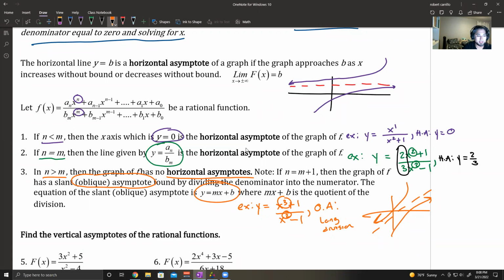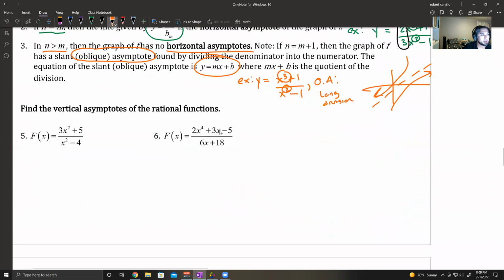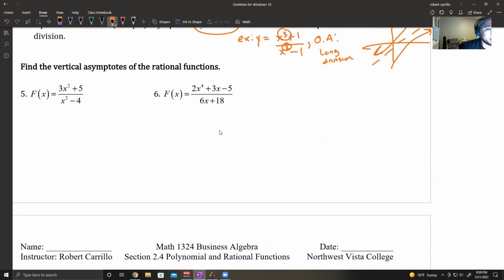Okay. So now, the next examples, we're just going to find vertical asymptotes and horizontal asymptotes. So number 5, it says, find the vertical asymptotes of the rational functions. Let's go ahead and find the domain first of these functions. Remember, first thing we want to do is find your domain. You take the denominator, set it equal to 0, and now you solve for x.